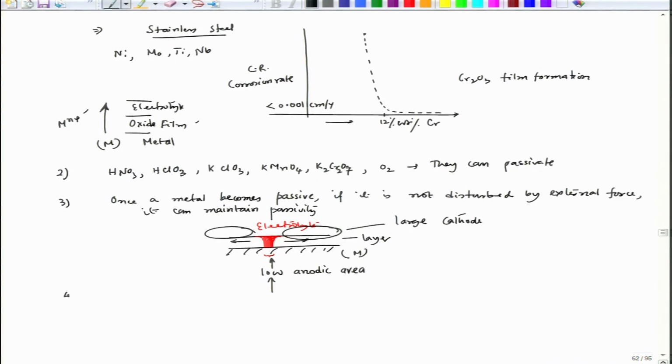There are a few factors which can lead to passivation. One is temperature. Just to name a few: temperature is an important aspect of passivation. In many cases at room temperature one metal may not be passive in a certain electrolyte, but if we reduce the temperature it can go into the passive region.